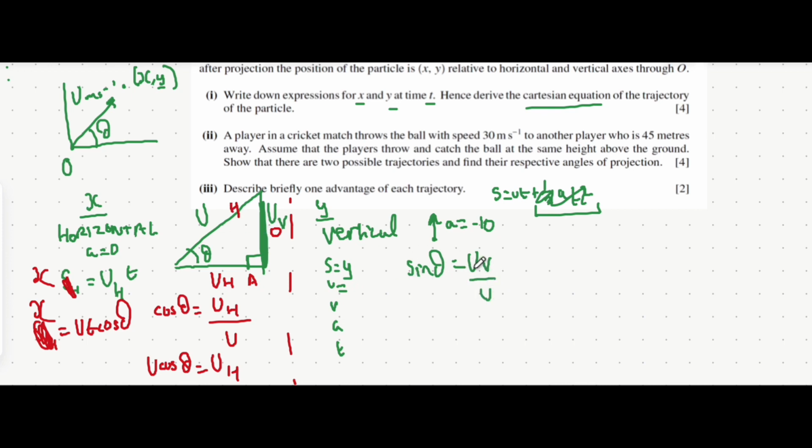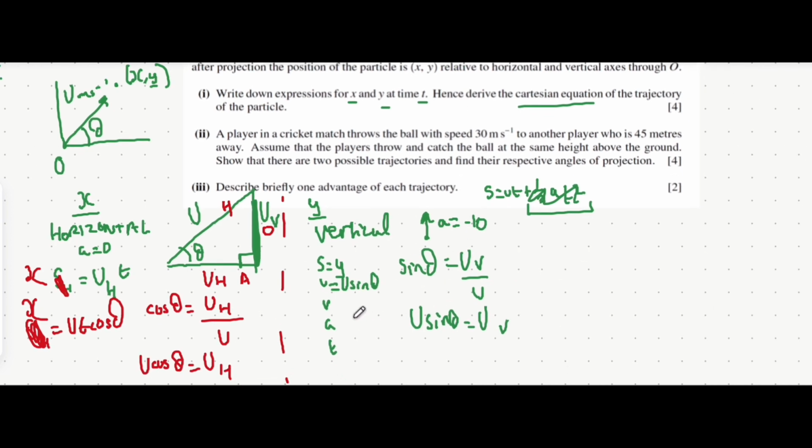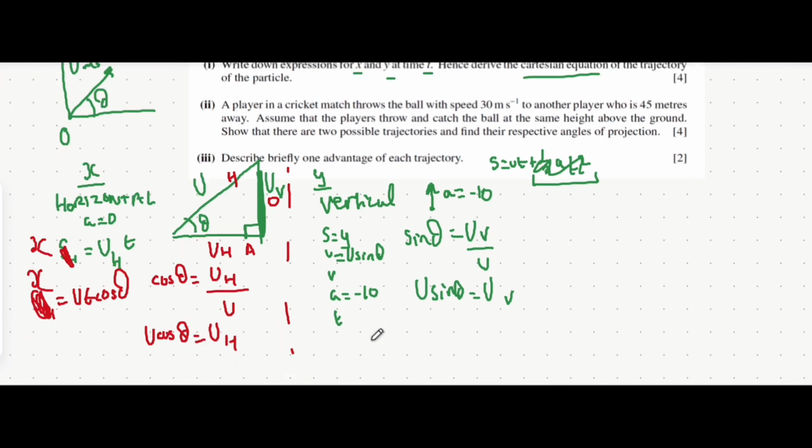What that means is we can now represent the vertical initial velocity by multiplying both sides by u and getting u sine theta equals the vertical component of the velocity. So let's replace the initial velocity with u sine theta. By the way, u still comes from that initial speed that it tells you that it's projected with. What else do we have? Well, we have acceleration is minus 10 because it's going against gravity, and we want the equation in terms of t.